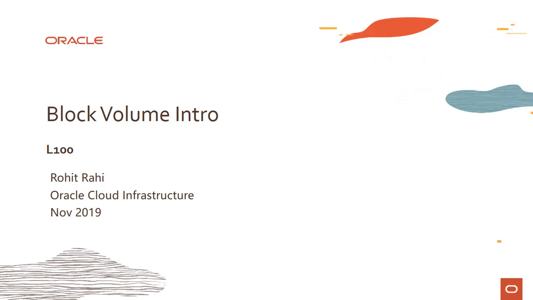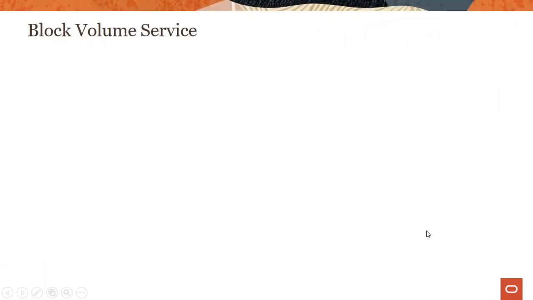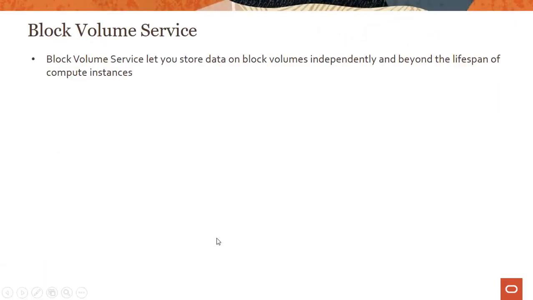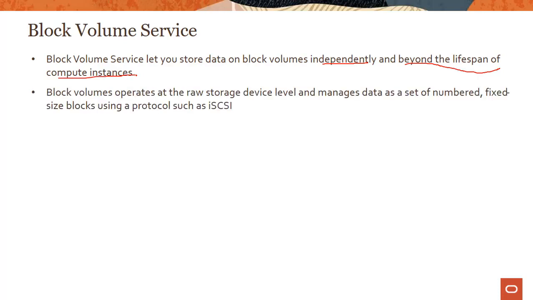the OCI block volume service. In this module, we'll introduce the block volume service and we'll talk a little bit about some of the inherent features. So what is the block volume service? Block volume service lets you store data on block volumes independently and beyond the lifespan of compute instances. And the key thing to highlight here is independently and beyond the lifespan of compute instances. And we'll look into that in greater detail.